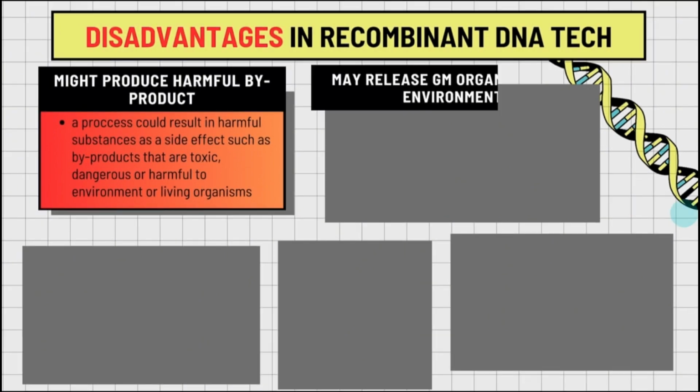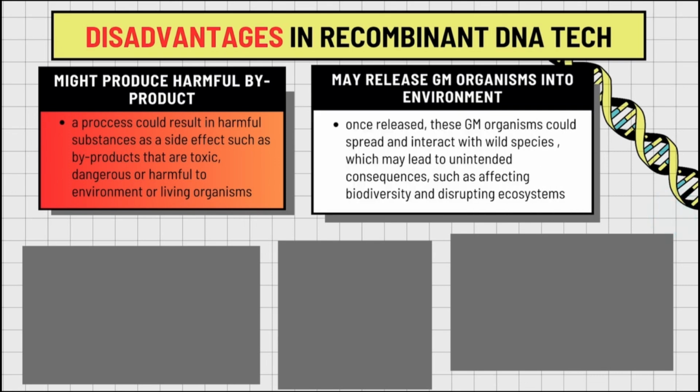Second, it may release GM organisms into the environment. If genetically modified GM organisms are accidentally released, they might spread and interact with wild species. This can disrupt ecosystems and harm biodiversity due to unintended consequences.